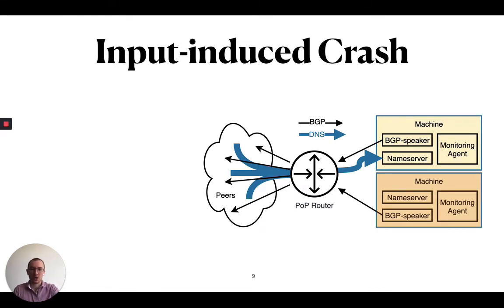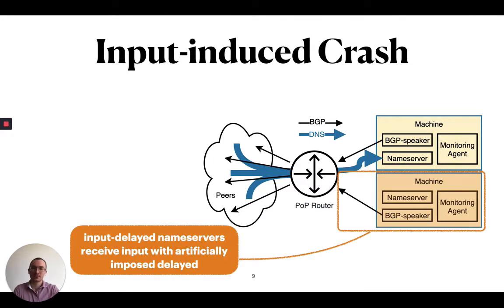So you'll notice the bottom one is a slightly different color. And we call these special name servers input delayed name servers. As the name implies, they receive inputs with an artificially imposed delay. They also advertise their Anycast prefixes to the router with a lower preference. So typically they don't receive any traffic. All the traffic is going to the top machine.